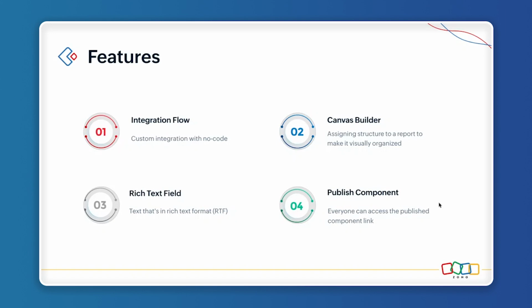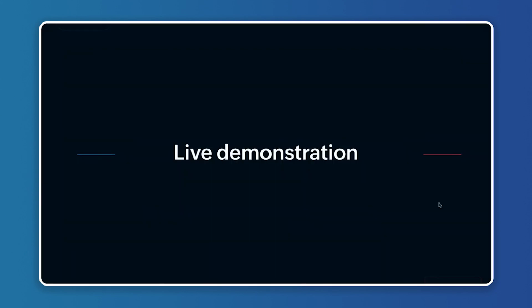Last is the publish component. Every time we want an external donor or sponsor to register for the event, we have to publish the event form or the component, so that we can share it with the external users, for which we are using the feature called publish component, which is available in Zoho Creator. So these are a few of the features that are used to highlight the working of my application, which we are going to see in the live demonstration.